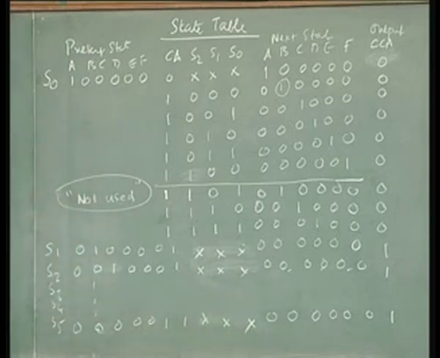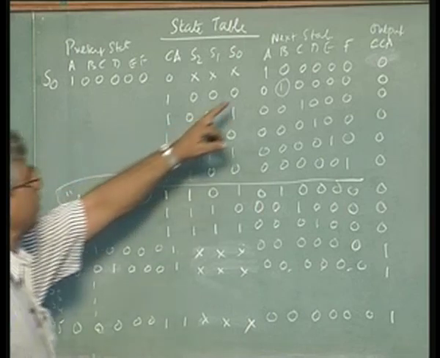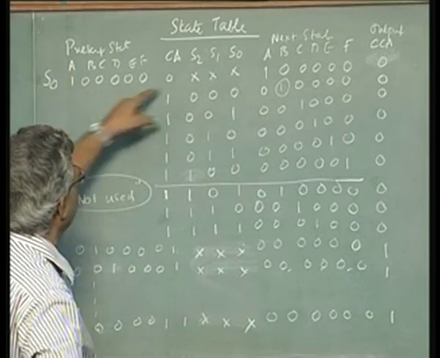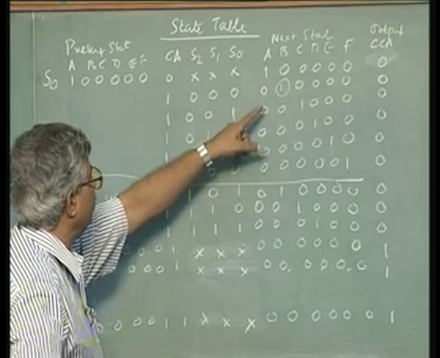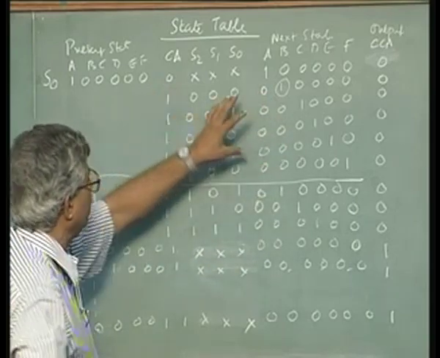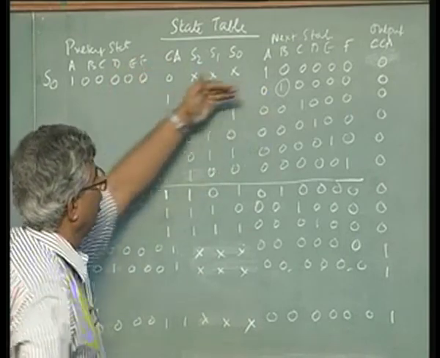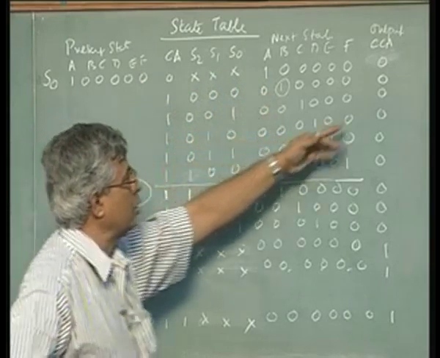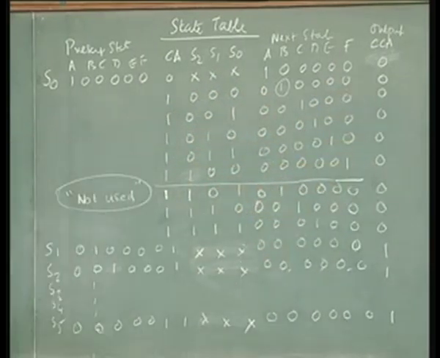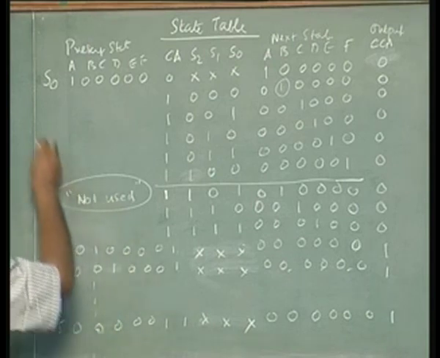Now this machine you can write equations from here and then simplify it. Instead, what we are going to do is go directly to the PAL realization. You can write equations for A plus in terms of this A and these inputs, B in terms of this and inputs, C in terms of this and inputs, and so on, and for each of the outputs, as I said, outputs are the same as the states as far as A, B, C, D, E, F are concerned. The only output which is outside this is CCA, and of course ready is the same as A.